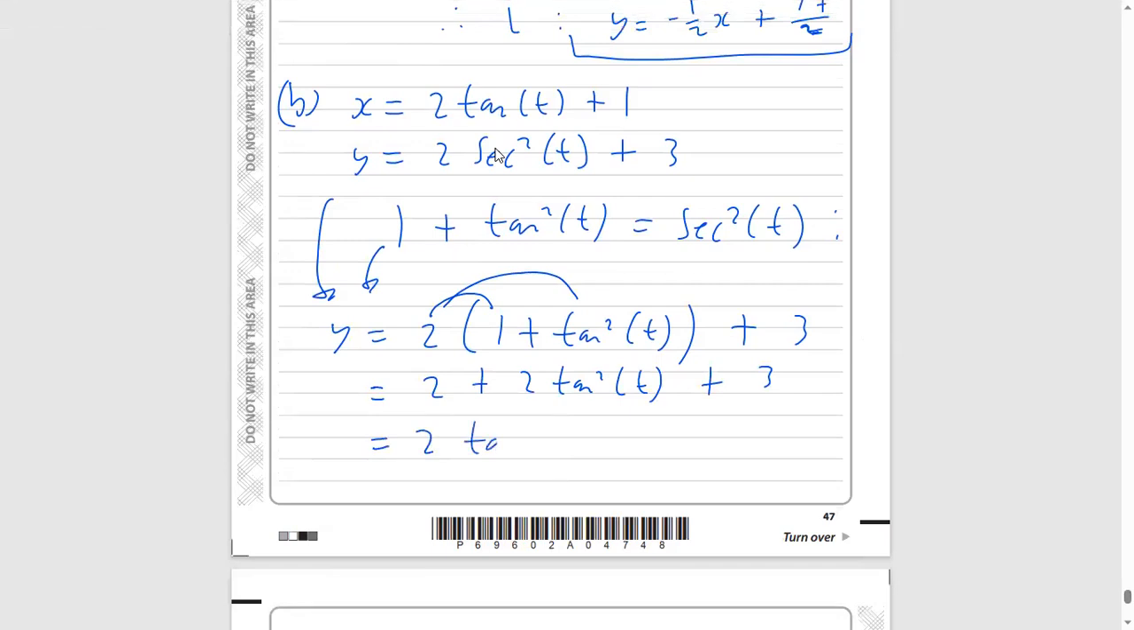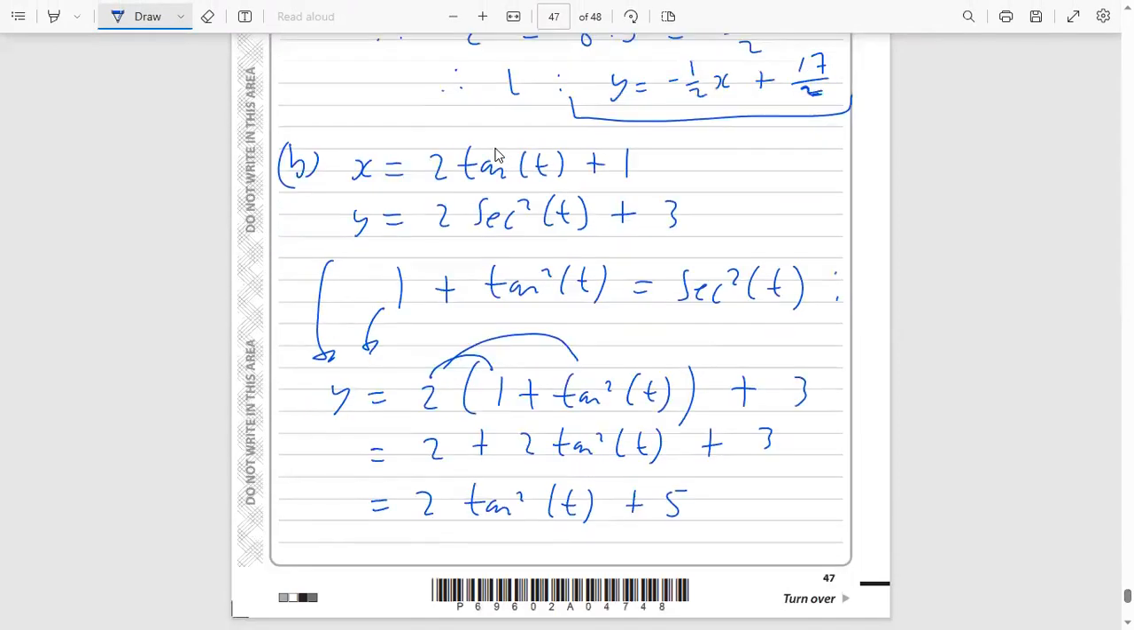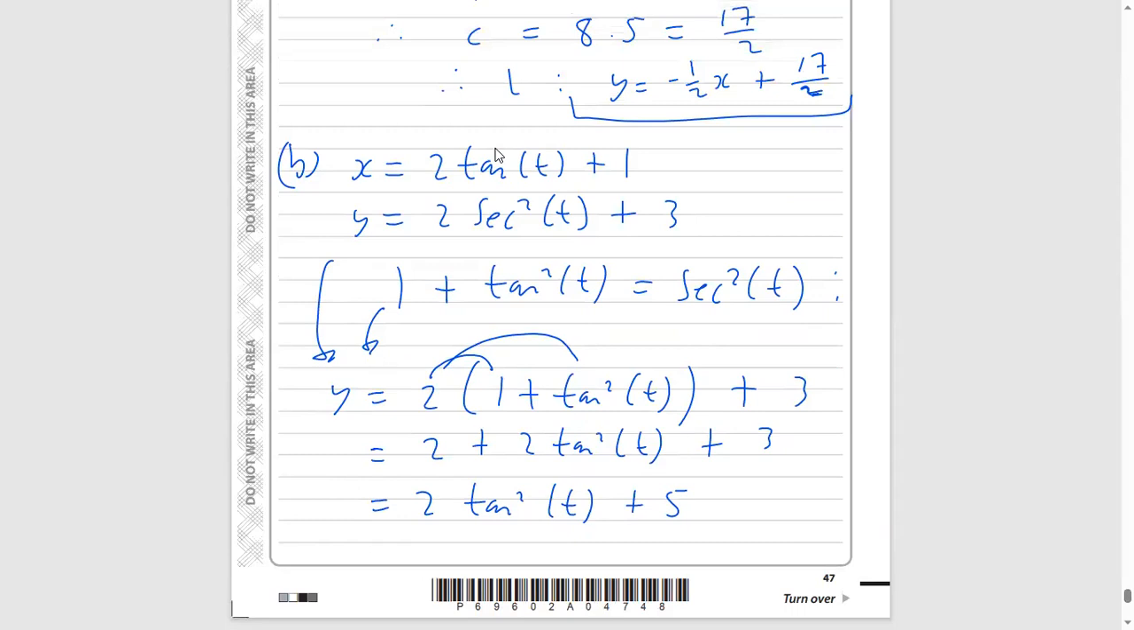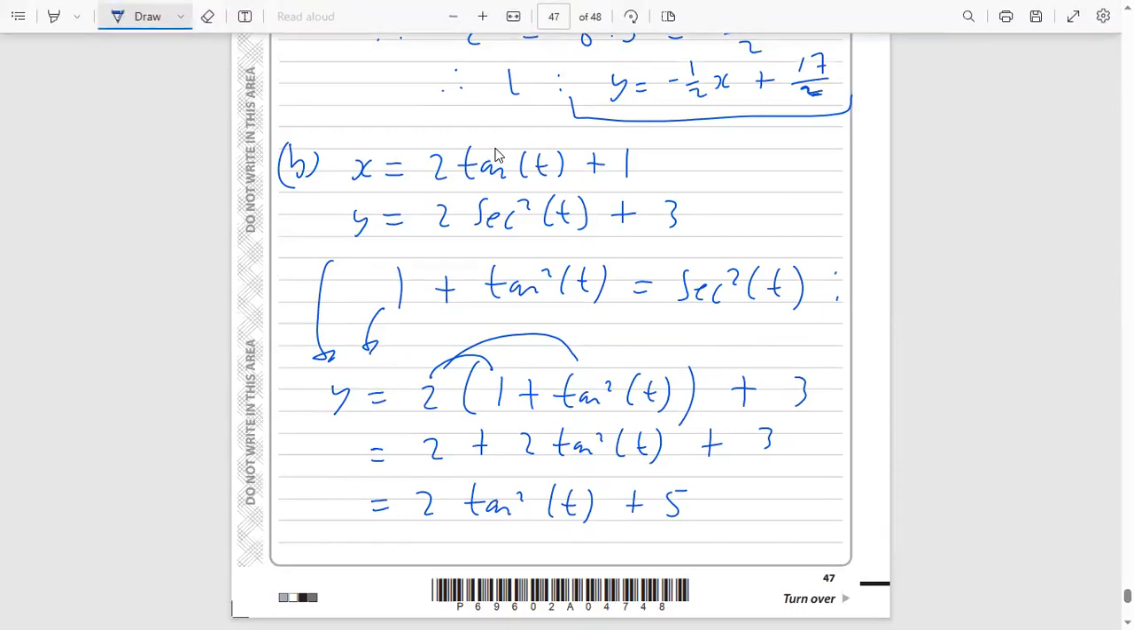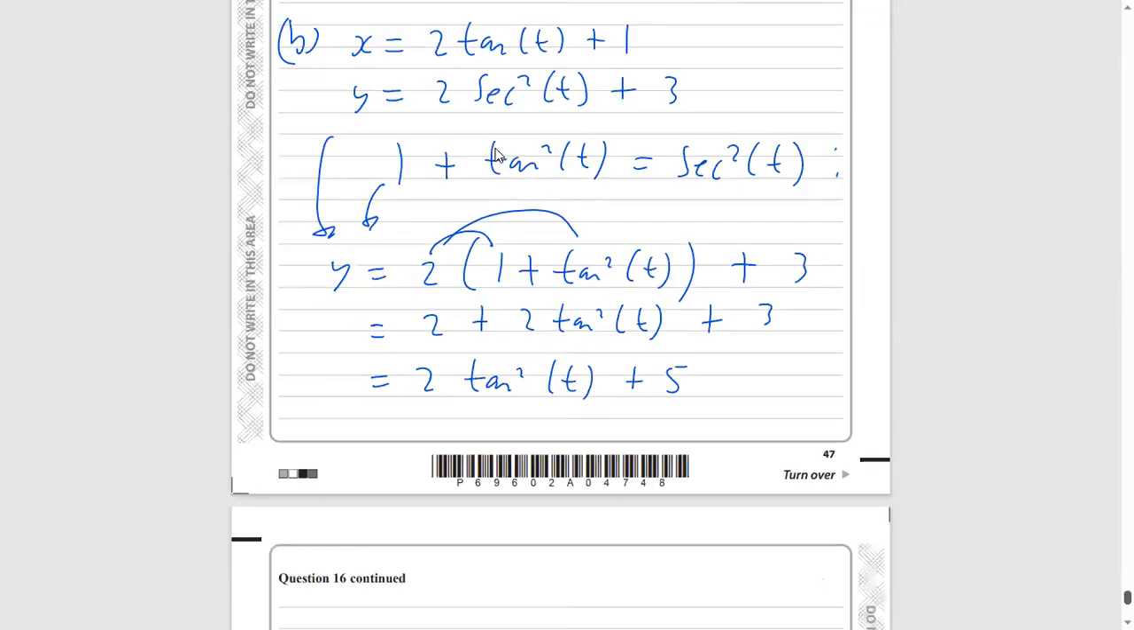So we've got 2 tan squared t plus 5. Okay, so now then, we're nearly there. I've got this tan squared t involved in my formula. Obviously, I want to get rid of this tan t. I want to eliminate the variable t in place of the variable x. So now I can use this x formula up here. So let's make tan t the subject of that formula.